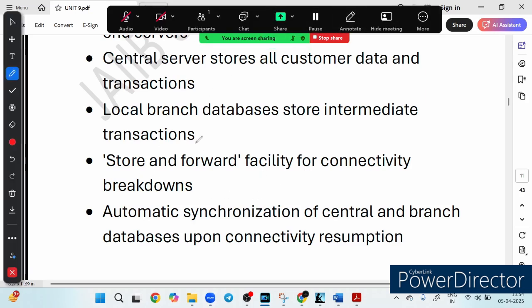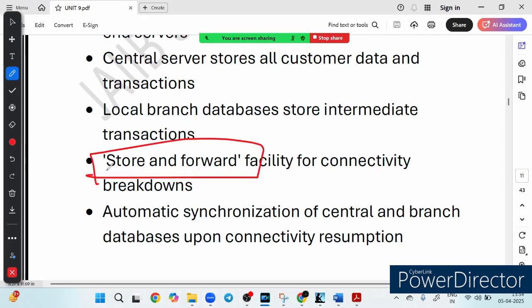Suppose the internet goes down, then the branch uses a smart feature called store and forward. Basically, data is temporarily saved locally and sent to the central server once the connection is back. Thanks to this, you can use ATM, mobile app, internet banking, phone banking, all accessing the same live data. The result is faster service, reduced operational cost, smooth banking across all branches, better control and analytics.